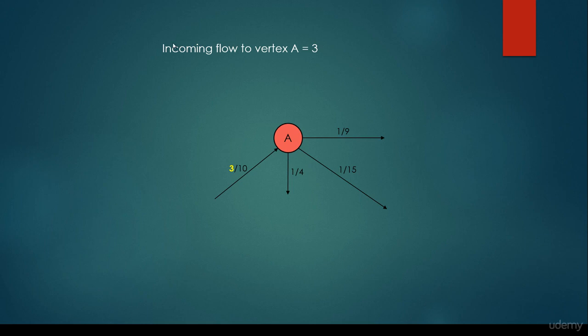Okay, so let's calculate the incoming flow to vertex A. There's just a single edge going into the direction of the vertex A with the flow 3. So the incoming flow is equal to 3. What about the outgoing flow from vertex A? We have a 1 unit flow going out from A, then another 1 unit going out from vertex A, and another 1 unit going out from vertex A. What does it mean? That the incoming flow is equal to the outgoing flow.